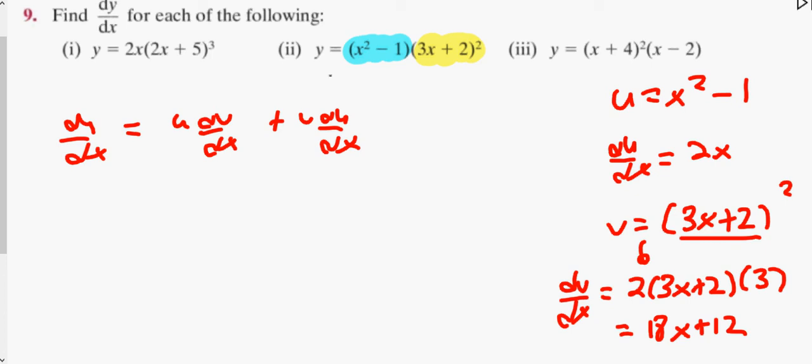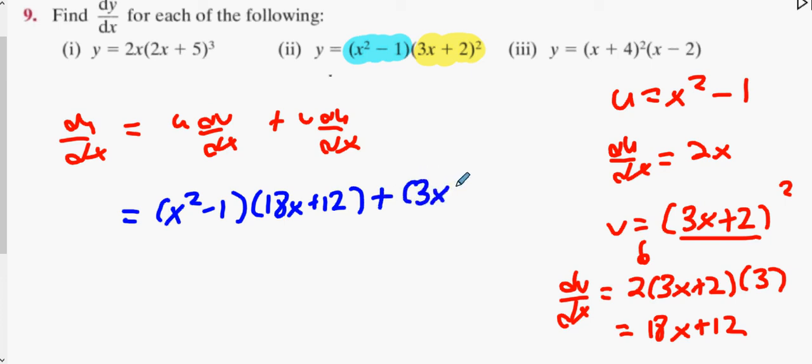Right, and in we go here. And what do we get, lads? Oh God, I'm so tired. x squared minus 1. The v dx is, plus v times the u dx. What's the u dx? 2x. Okay.